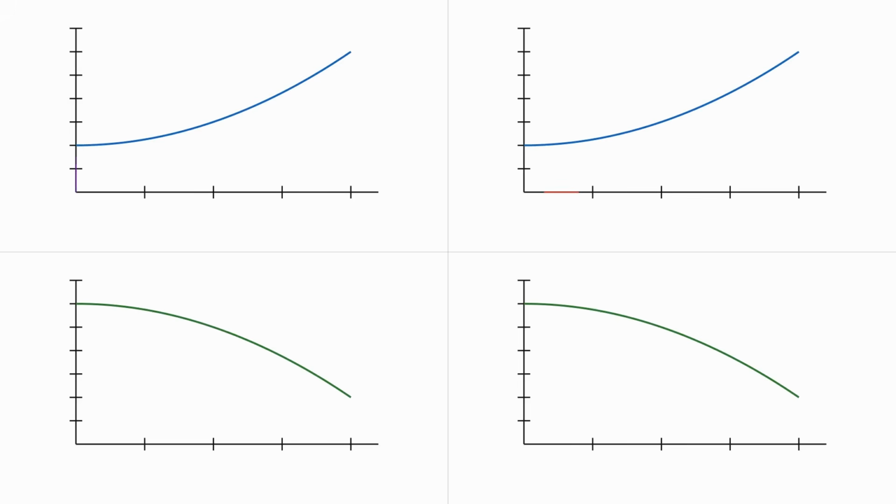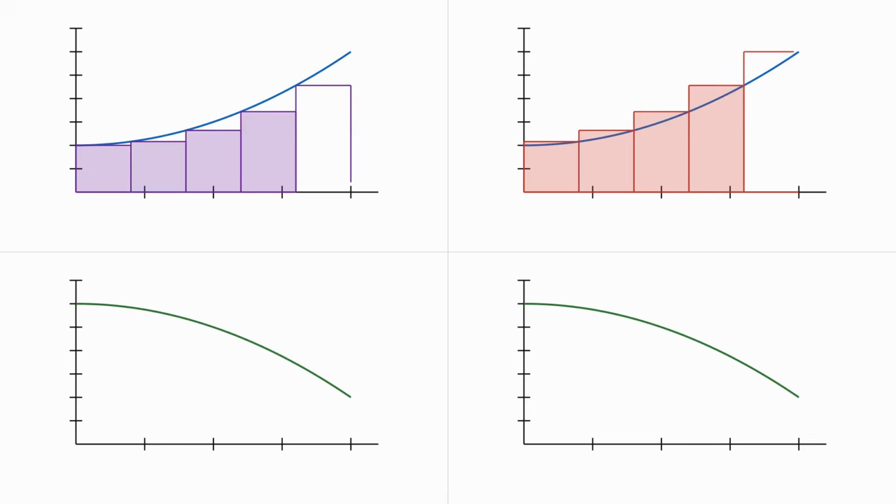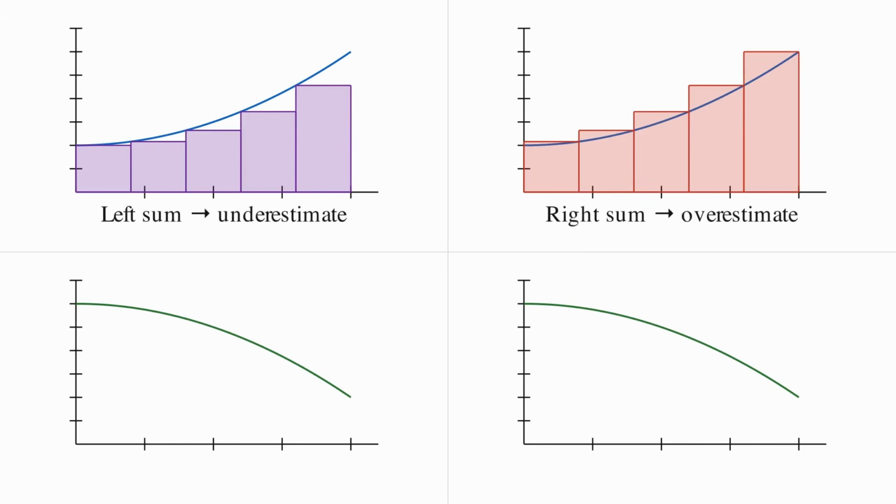So this one, there's a lot going on at once. I have drawn 2 increasing functions and 2 decreasing functions. And the first thing that I'm going to do is draw left rectangles and right rectangles above on the increasing function. So you can see here we are increasing, and when you are increasing, your left sum is going to be an underestimate, and your right sum is going to be an overestimate.